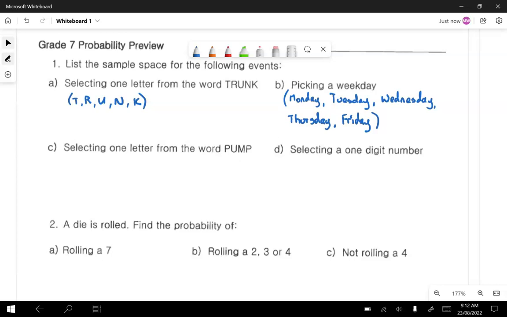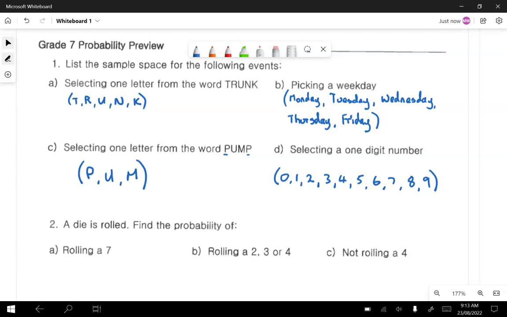Let's have a look at question C. Selecting one letter from the word pump. You have to be careful. Look at this. P happens twice. So you might choose a P, you might choose a U, and you might choose an M, but we don't list the second P. And what is the sample space of selecting a one-digit number? Don't forget that 0 is a legitimate number. 0, 1, 2, 3, 4, 5, 6, 7, 8, or 9. Anything beyond that is at least a two-digit number.